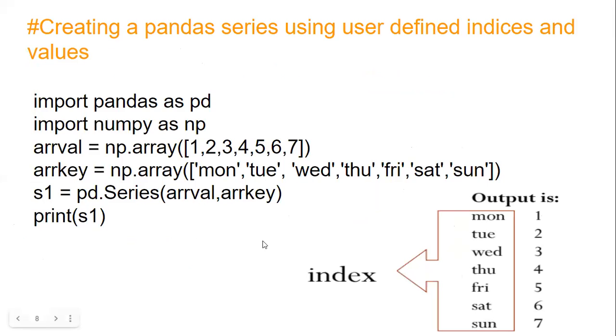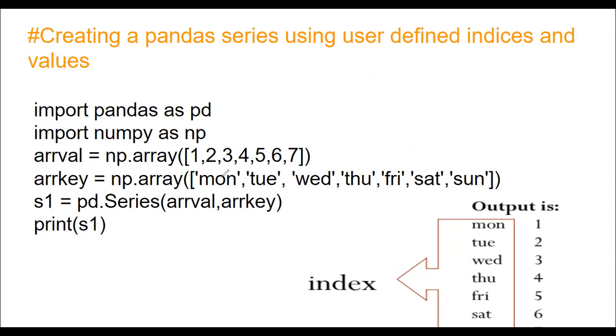The next is creating a pandas series using user-defined indices and values. So what are these user-defined indices? Previously we just passed the values, no? By default, the values are 1, 2, 3, 4, 5 that we pass, so the default index will be 0, 1, 2, 3, 4 like that. Automatically it takes the index. Now I don't want this index. I want to give my own index to my series. So for that, how do we have to do it? Here again, I want to tell you two ways you can do it.